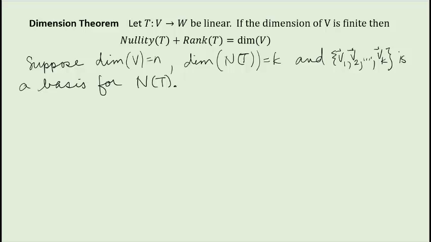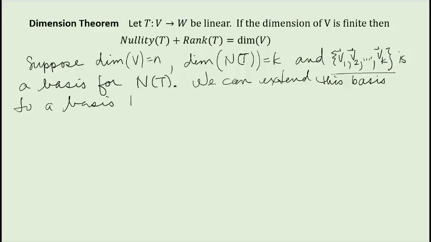We're also supposing, since the dimension of the null space is k, we're going to start out with a basis for the null space. V1 through Vk is a basis for the null space. But we know from chapter 1 that we can extend this basis to a basis for the whole vector space V.